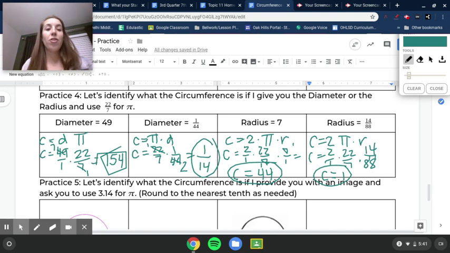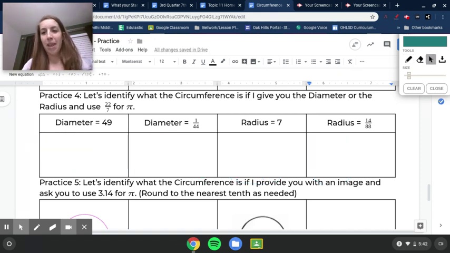Okay, if you noticed when they tell you to use the fractions, it's more than likely that something is going to simplify, which is why they tell you to use 22/7. So please be cautious. If they tell you to use it, there's a reason they're telling you to use it. It's probably going to make it easier for you.